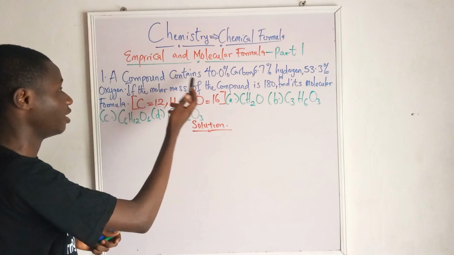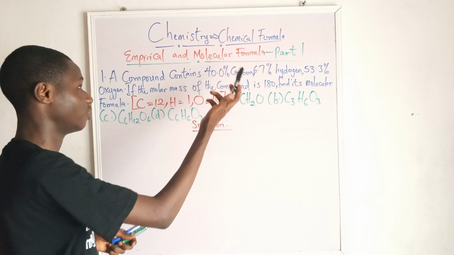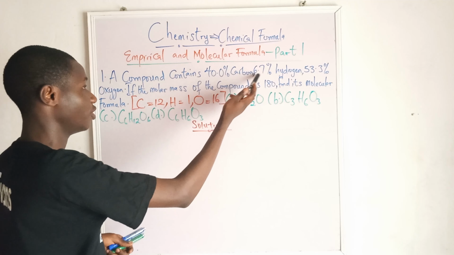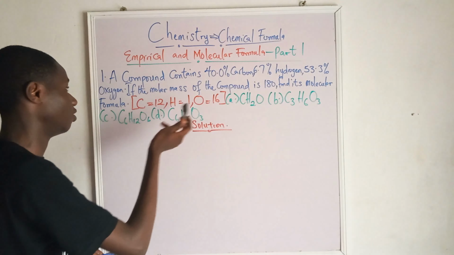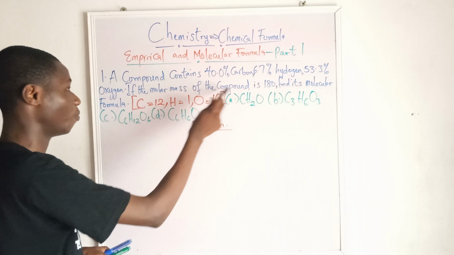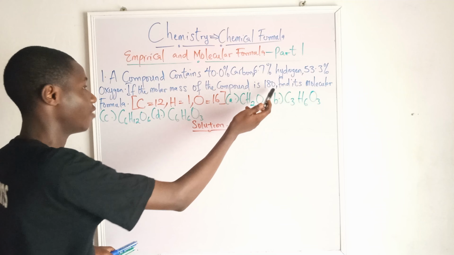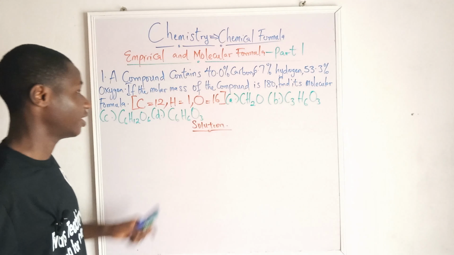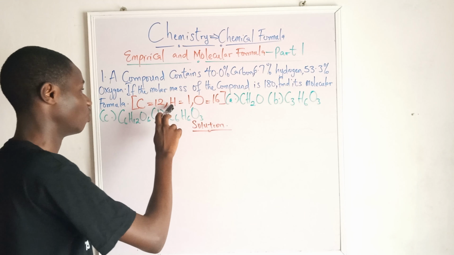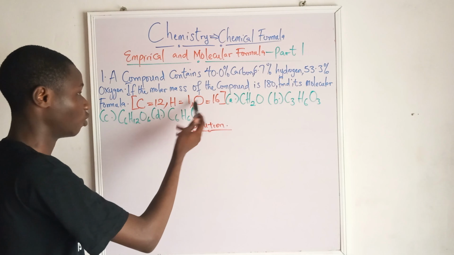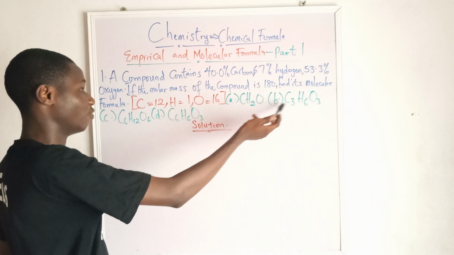A compound contains 40.0% carbon, 6.7% hydrogen, and 53.3% oxygen. If the molecular mass of the compound is 180, find its molecular formula. Now they give us the molar mass of carbon, that is 12, molar mass of hydrogen, that is 1, molar mass of oxygen, that is 16. Then the options are the following.